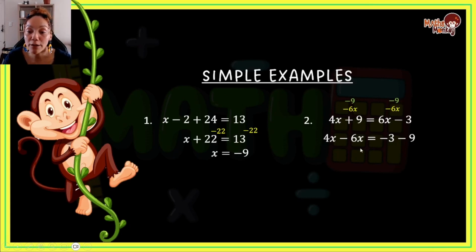Okay, now I've got my variables on the one side and I've got my constants on the other side. So I would literally just simplify. 4 minus 6 is negative 2x equals negative 12.